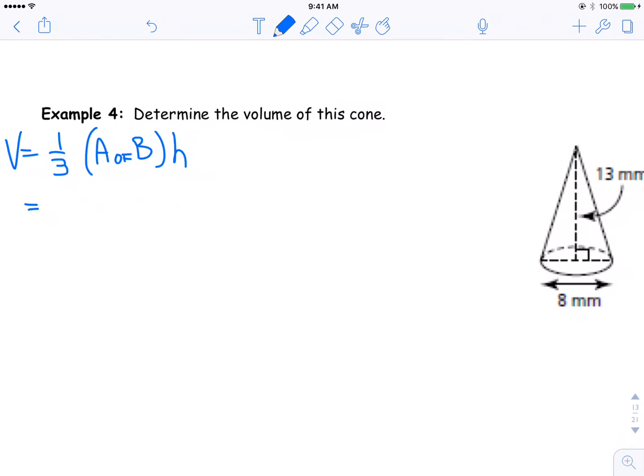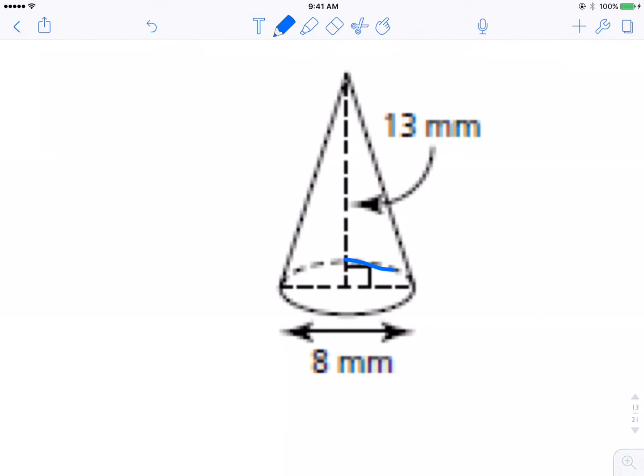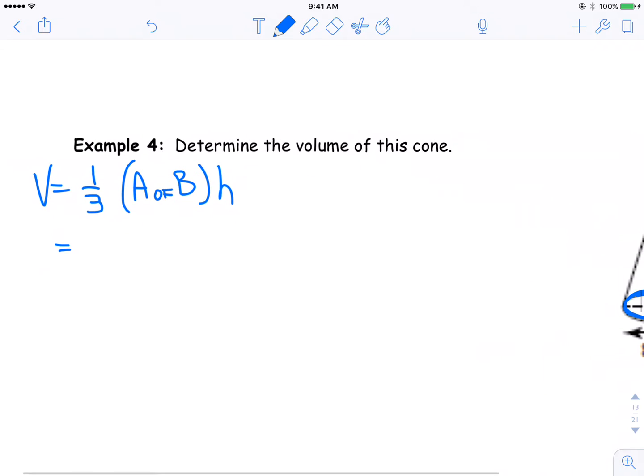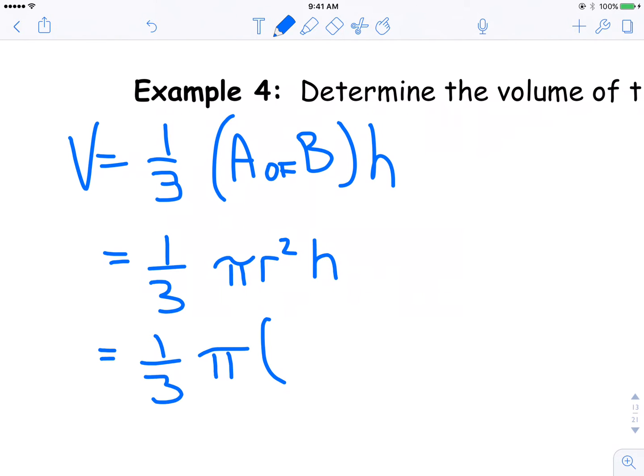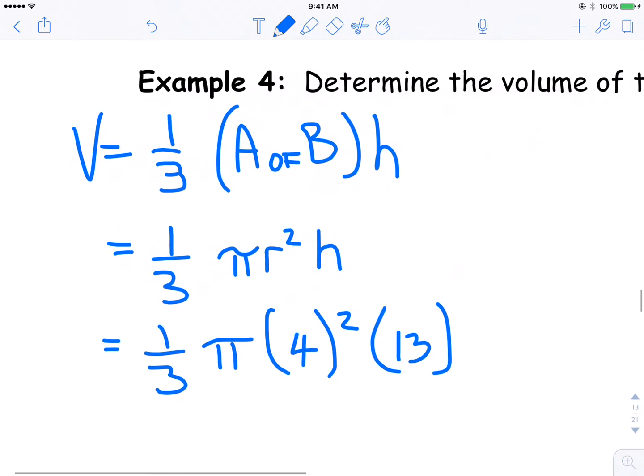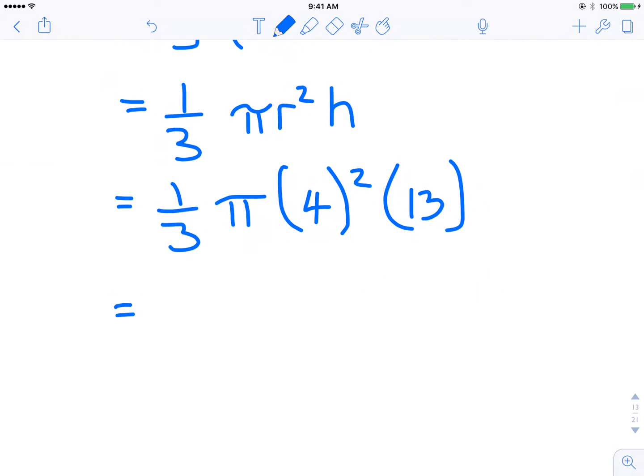If this is a cone, the area of my base is the shape of a circle. Area of a circle is pi r squared. So I can replace in this formula area of base to be pi r squared times my height. Substitute in my numbers. My radius is not 8. 8's our diameter. Half of 8 is 4. Squared times my height tells me it's 13. Punch that into my handy dandy calculator.